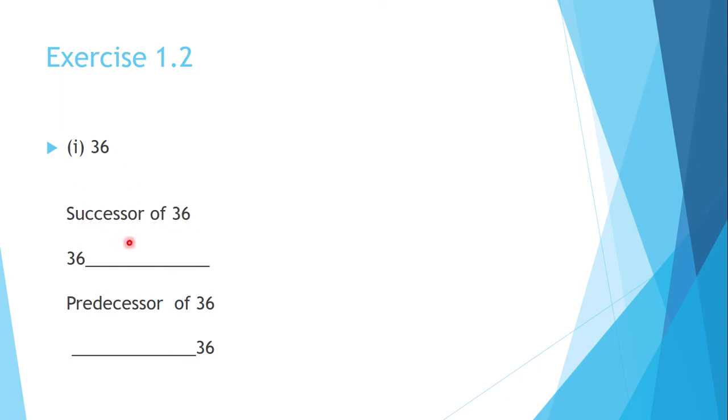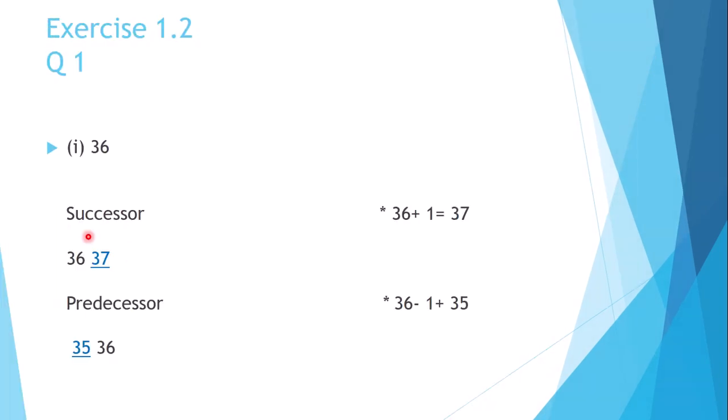Now we have to find the successor of 36 and the predecessor of 36. As you know, successor means a number which comes after a particular number. So here the successor of 36 will be 37, and predecessor means a number which comes before a particular number. So here the particular number is 36, and before 36 the number is 35. So 35 is my predecessor. Or you can do it like this as well: 36 plus 1 gives you 37, this is your successor, and 36 minus 1 gives you 35, this is your predecessor.